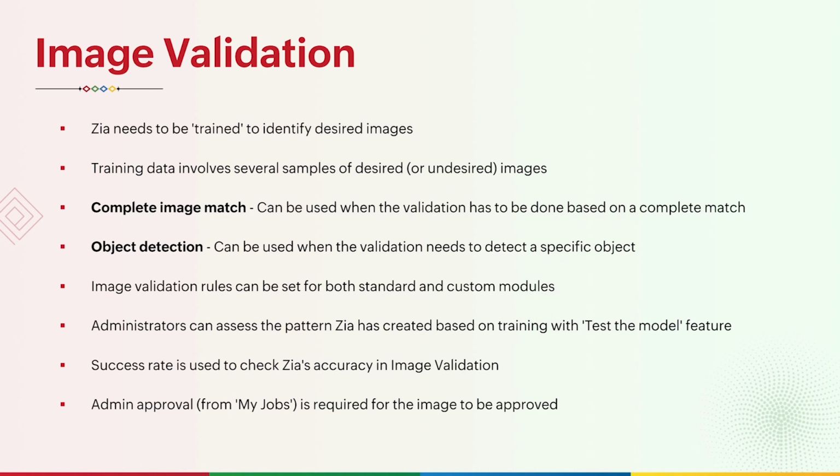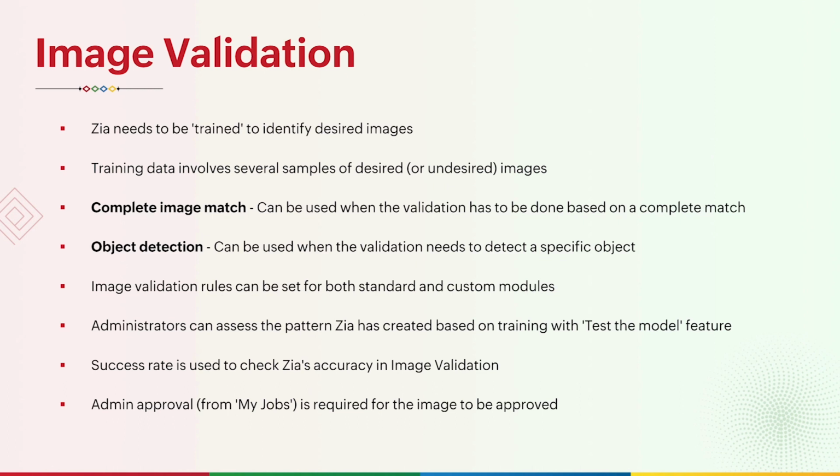With Zia Vision, an admin can access the pattern Zia has created based on the training data. It can instantly provide results on whether the given input matches the model Zia has created and shows if it is a success or a failure. Based on these results, the admin can make changes to the model. Success rate is nothing but how accurate the image validation has been with Zia. If an undesired image is wrongly accepted by Zia as a suitable image, then the user has a way to convey to the system that the image validation is wrong.